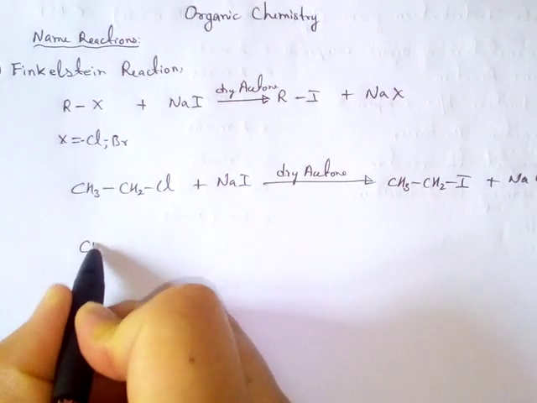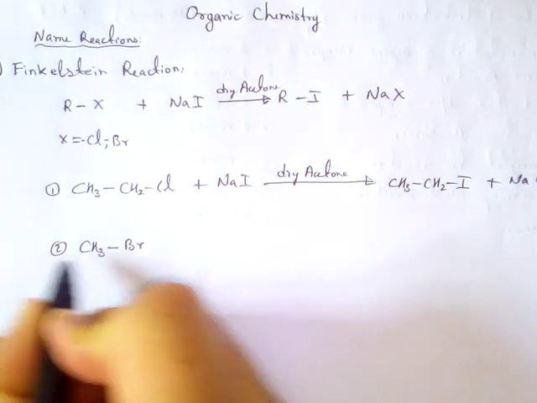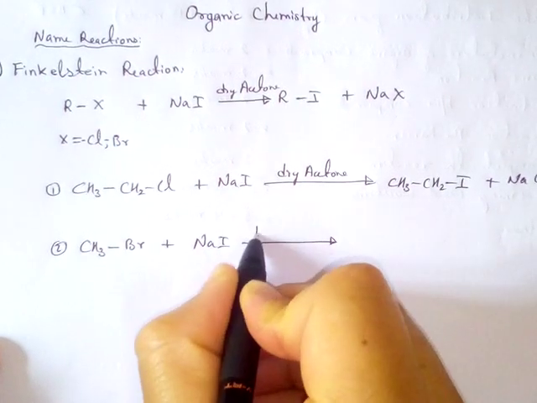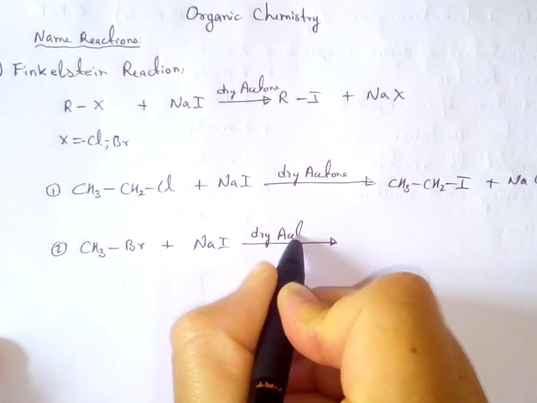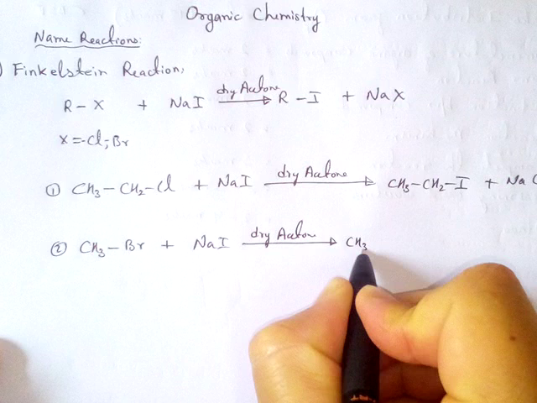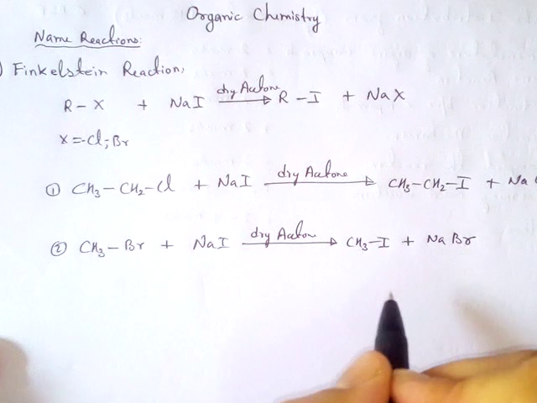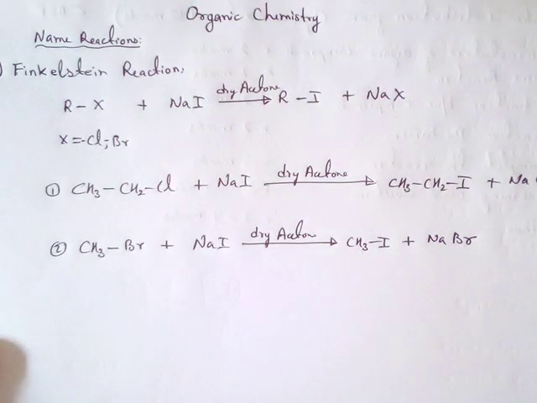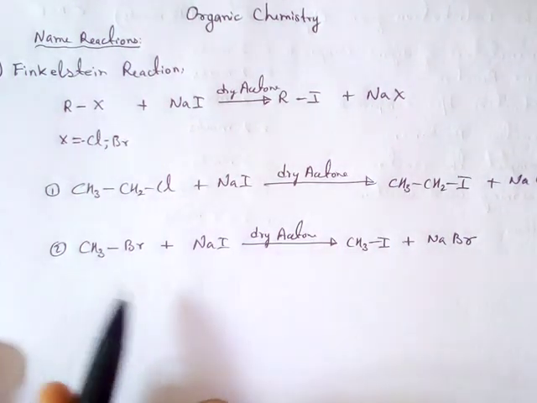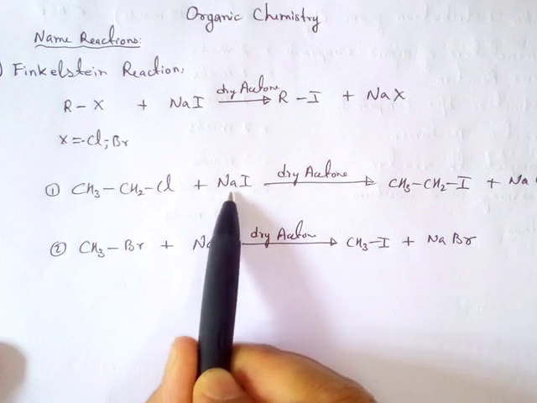Another example we can take is CH3Br. Example number 1, example number 2. So when it reacts with sodium iodide, always remember we need dry acetone. Then the bromine will come out, iodine will come in. So CH3I plus NaBr. Whenever we need iodine in the product, we need an alkyl iodide as a product, then we have to do this reaction, halogen exchange. So you have to remember we need the reagent sodium iodide.